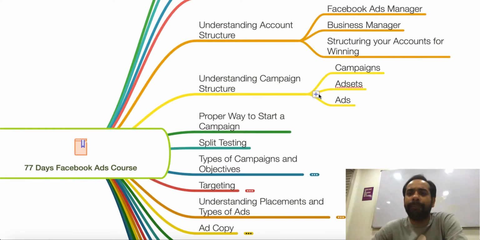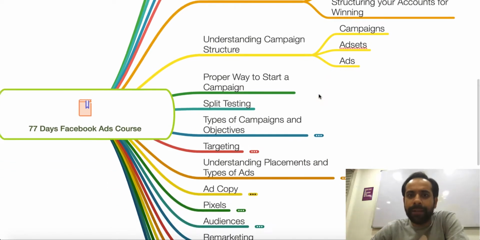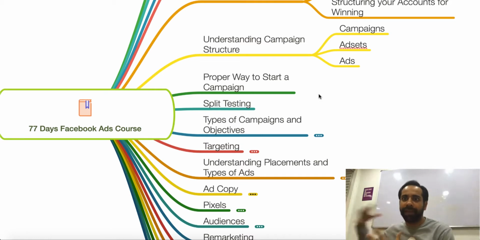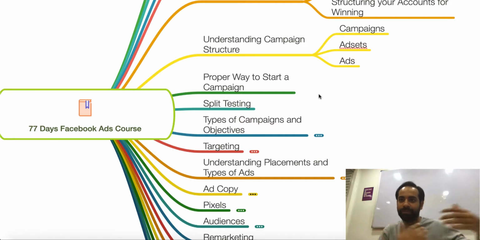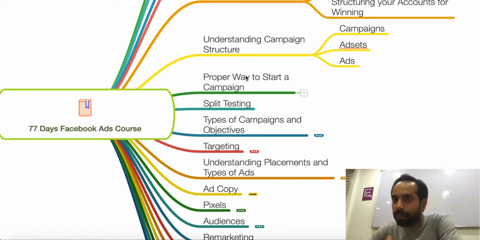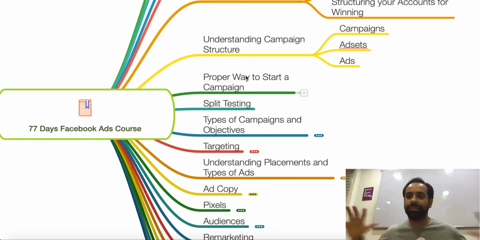We're going to talk about campaigns, ad sets, and ads. This is the structure of how things work. Then we're going to talk about the proper way to start a campaign. What kind of campaign you should start, how many campaigns you should start at the beginning, how many ads you should have in each ad set, how many ad sets you should have, should you run a PPE campaign, a conversion campaign, or a lead generation campaign, and so on. There's a proper way to start your account, to warm it up so that it is really, really structured for the big scaling.